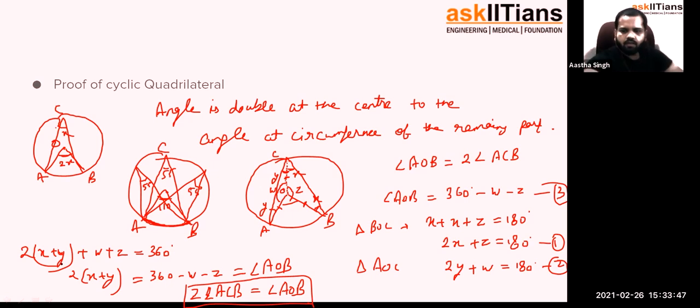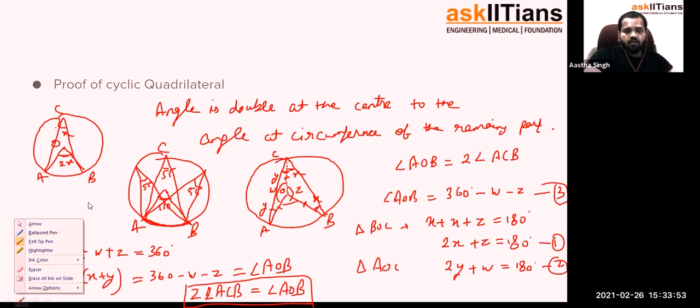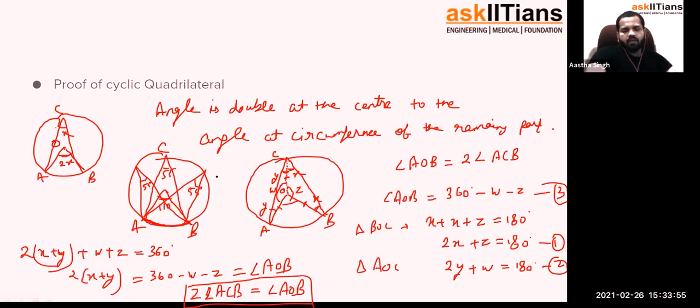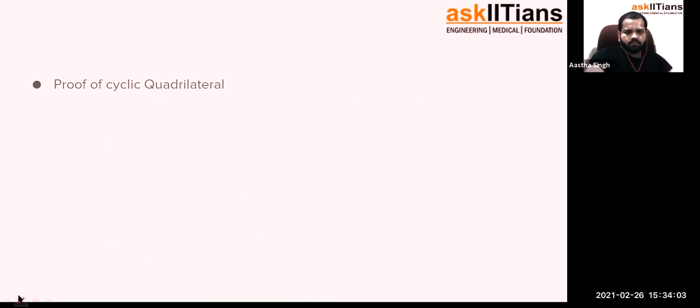So yeah, let me just rough it, right? Guys, always keep in mind how we have proved it, and also keep in mind the result, right? So yeah, we were discussing the proof of cyclic quadrilateral. Suppose a quadrilateral is there, right?